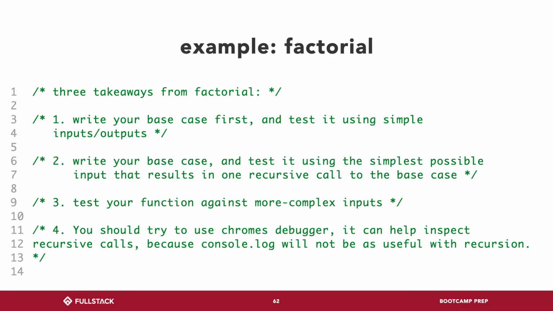You should try to use Chrome's debugger. It can help inspect recursive calls because console.log will not be as useful with recursion. You could still use console log. Don't think this is saying never use console log with recursion. You could still do it. It just might get a little confusing. So the debugger tool helps. But like I said, I couldn't get it to work for some reason in my own code in REPL specifically. So maybe it'll work in a CodePen or whatever.